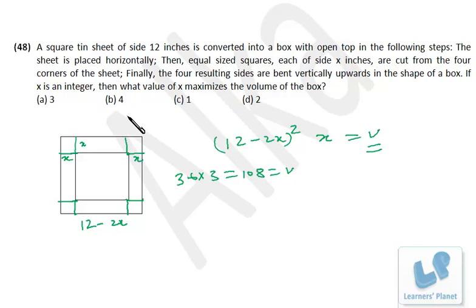If we put x equal to 4, 4 twos are 8, 12 minus 8 is 4, 4 squared is 16, into 4, 64. In the second case, if I put 1, it's 12 minus 2, that's 10 squared, that's 100. And if I put 2, then 12 minus 4, 8 squared, that's 64 into 2, 128, right? So if I put x equal to 2, I'll be getting maximum volume. So 2 will be our answer. Or else you can go by the application of derivatives, the differentiation method. But I think this method will be rather easier for you, right?